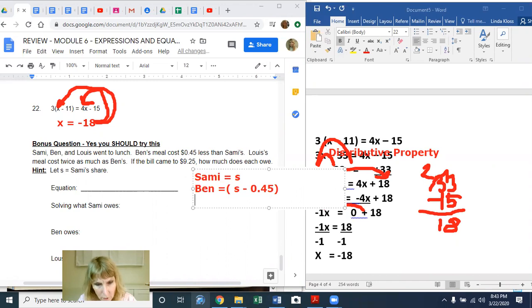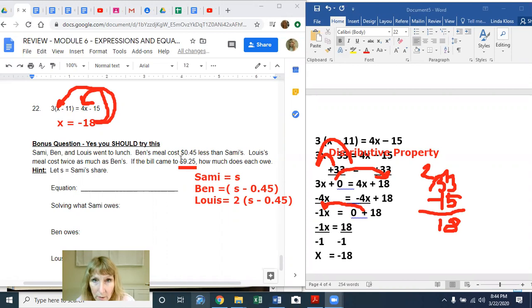And then finally, Louis. What does it say about Louis? Louis' meal cost twice as much as Ben's. So twice as much usually means timesing by 2, right? So 2 times S minus 0.45, that's Louis. And we have the total. The bill has come to $9.25. So we could add these three expressions together, set them all equal to $9.25, and solve for S.